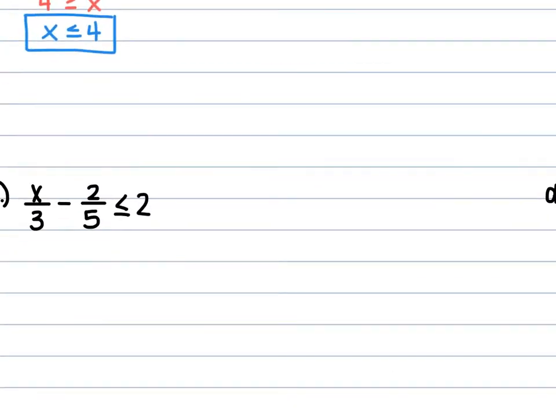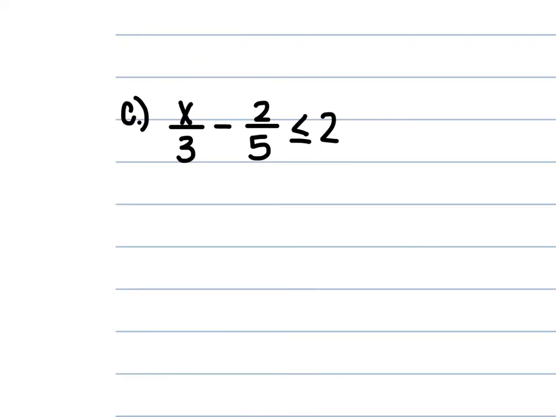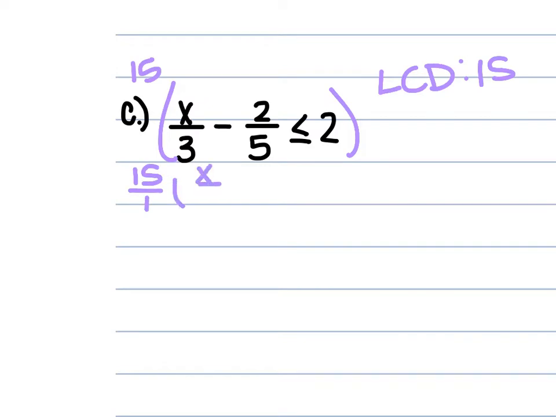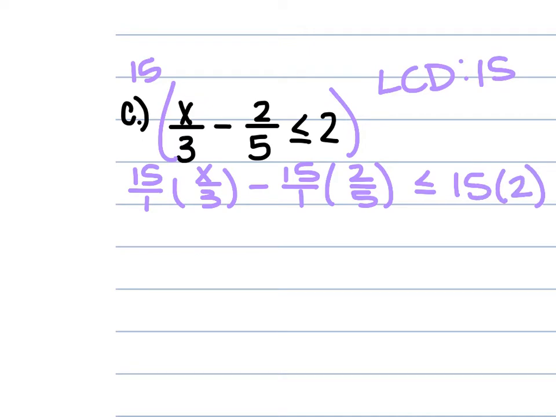For our next one, we have x over 3 minus 2 over 5 is less than or equal to 2. So our least common denominator here is 15. Multiply the entire thing by 15, or 15 over 1. So 15 over 1 times x over 3 minus 15 over 1 times 2 over 5 is less than or equal to 15 times 2.